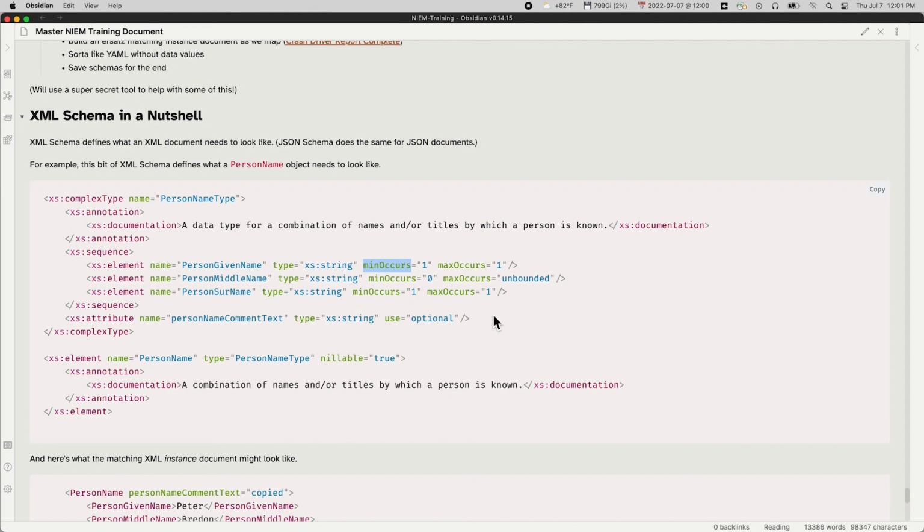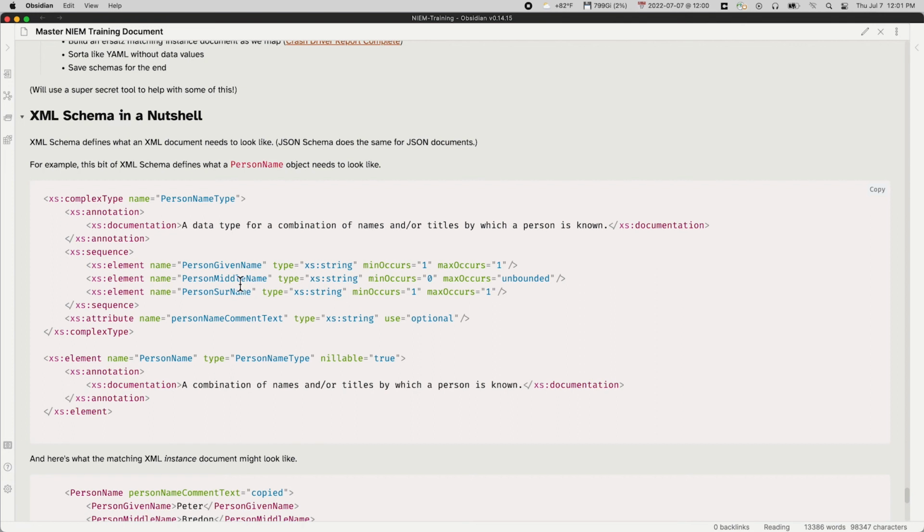Has to have at least 1. So it's required. It's a required element. Has to be at least 1 person given name inside a person name. What's the maximum number? 1. Again, it's 1. So minimum of 1, maximum of 1. You can have 1 and only 1 given name inside of a person name.